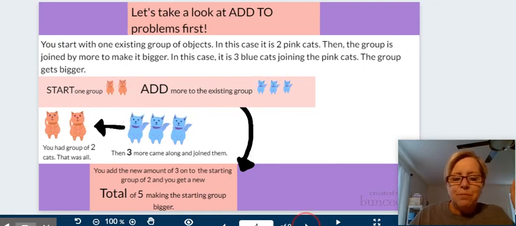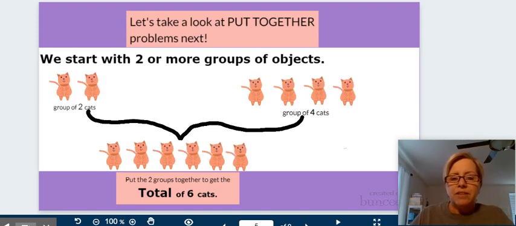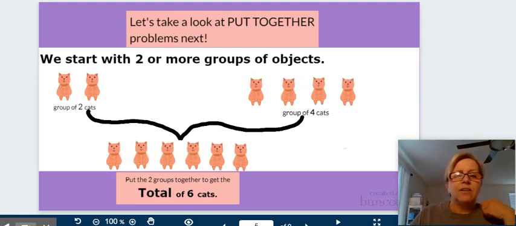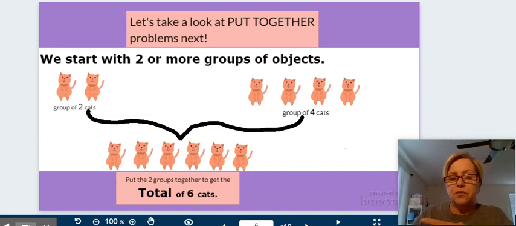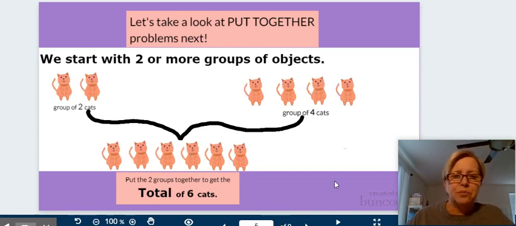Whereas in this problem, it would be like this. We are both at the same house, and I have 2 cats. She has 4 cats. We're going to put them together. How many do we have now? Okay, so that is the difference between that and it.